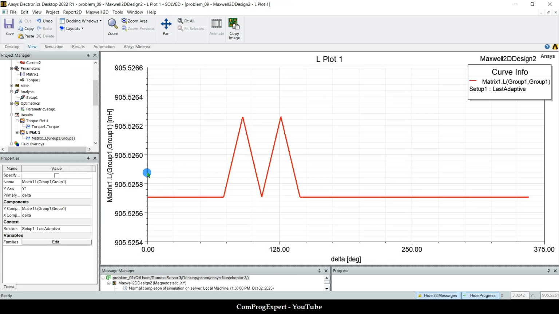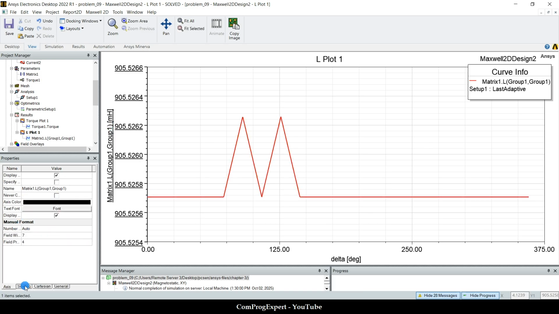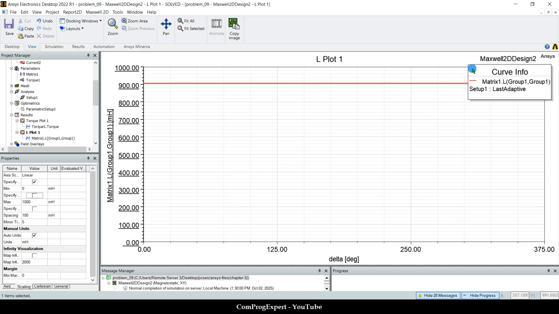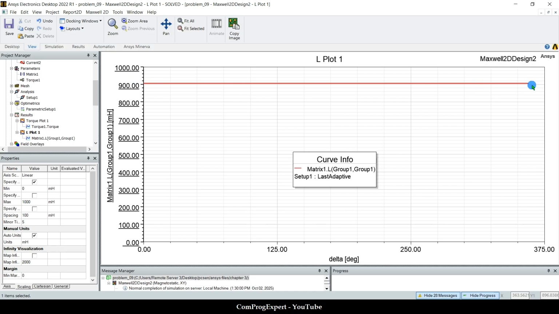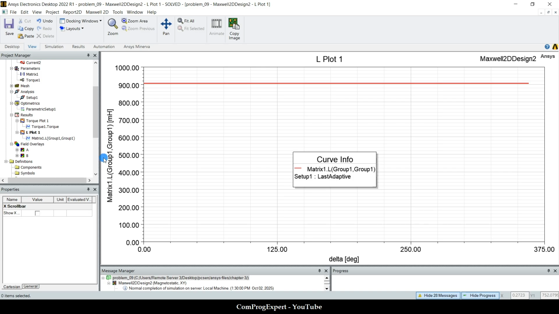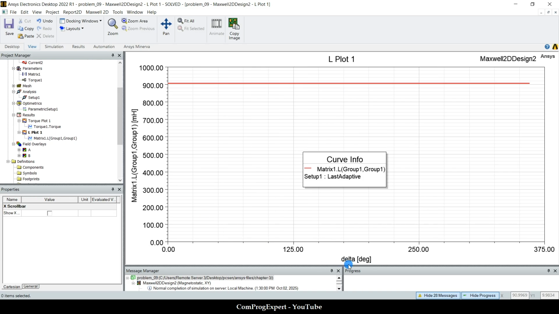Here, as you can see, is 0.9 henries. This is a constant number, because let me set the scale, the minimum value, equal to 0. This is a constant number. Okay, we don't have a variation for inductance as a function of rotor position.